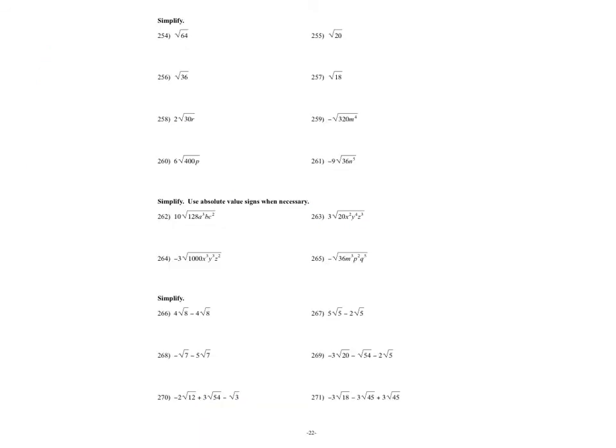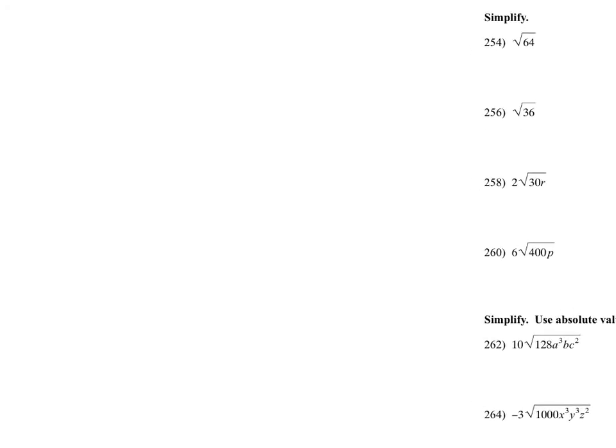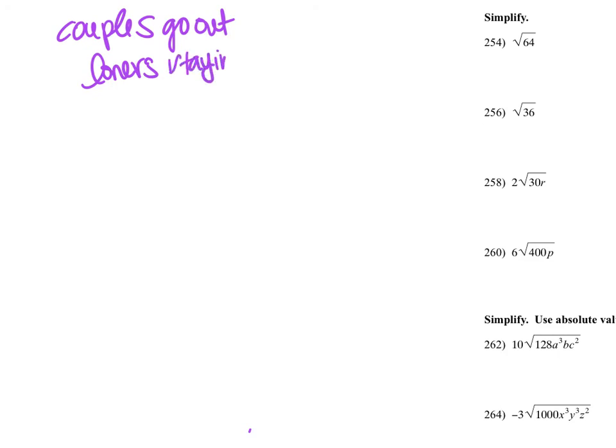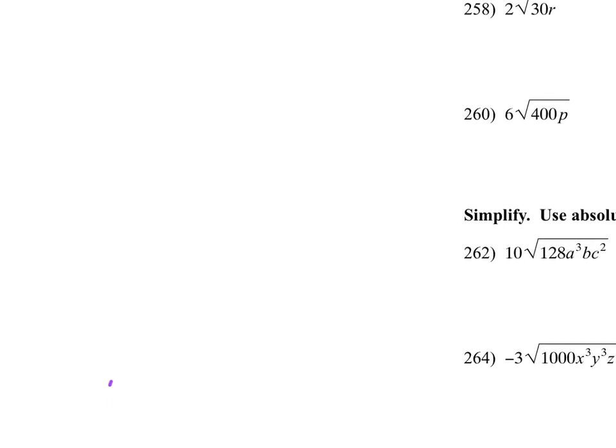Okay, great. Next section. Square roots. We know couples go out, loners stay in. So let's just kind of zoom in right here, and I'm going to say couples go out, loners stay in. Okay, so if we take a look at 254, 256, you could always use a calculator. Those are easy. But let's take a look at 258.